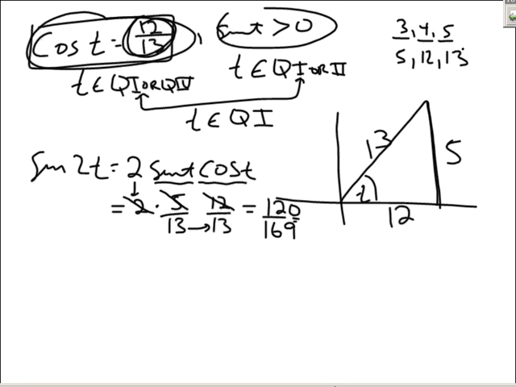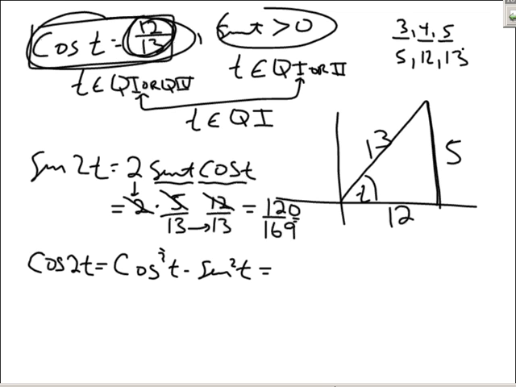And that cannot be reduced. Okay. Now, the cosine of 2t has a number of formulas. I tend to use this one, but I wrote down 3 different formulas for cosine of 2t.